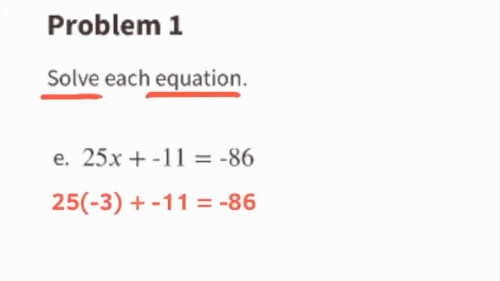We can check to see if we're right by substituting the x with a negative 3. 25 times negative 3 equals negative 75, and negative 75 plus a negative 11 is the same thing as negative 75 minus 11 more, and that is negative 86. So we know that we're correct.